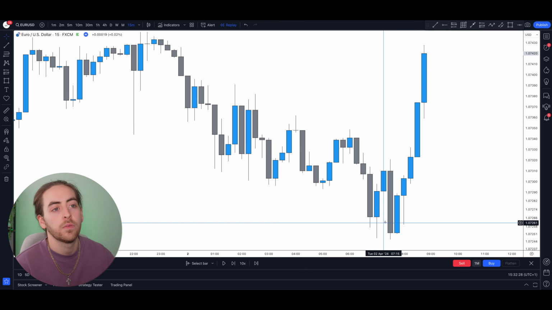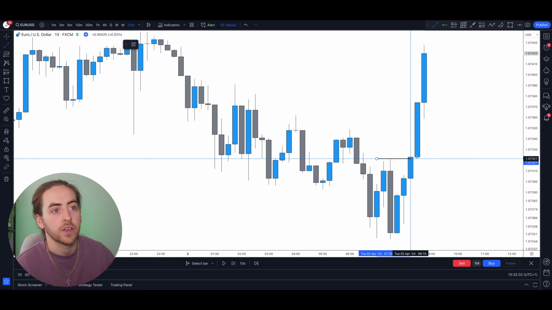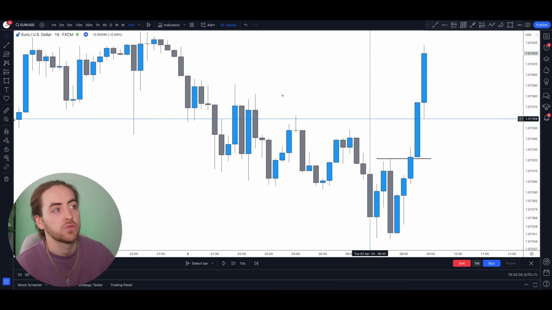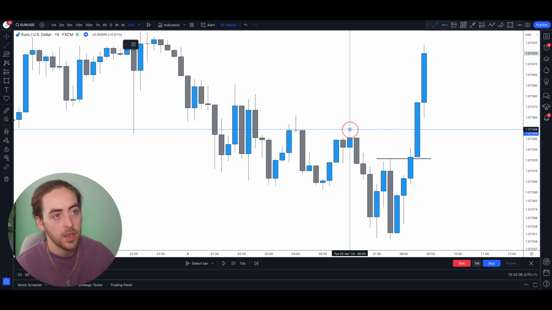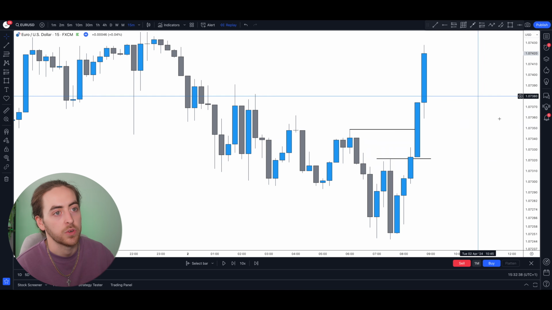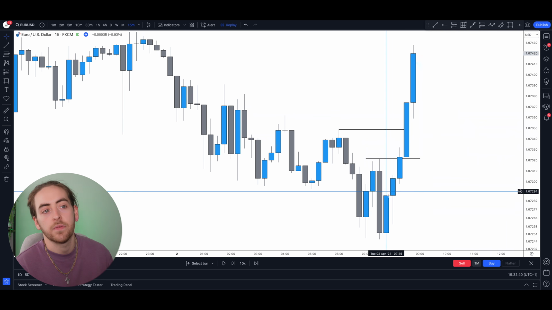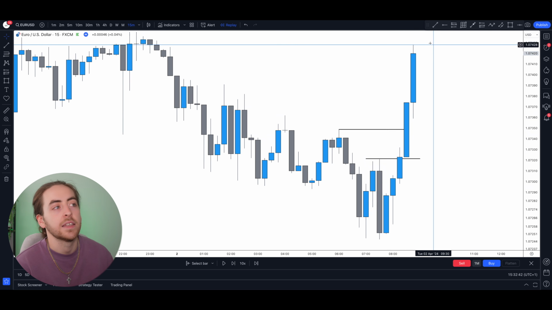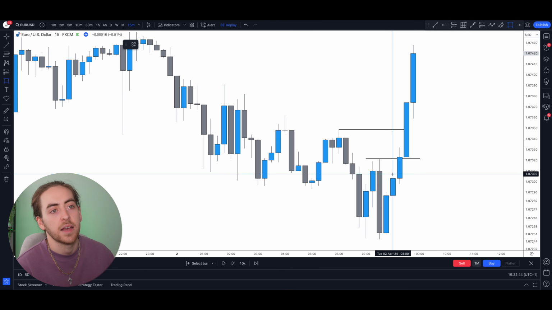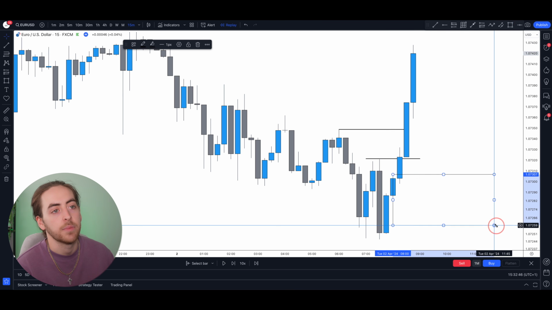We have, number one, an obvious area of buyer control. Number two, we have that structural consideration of breaks of structure, where we are seeing multiple of the bearish highs being broken by this bullish movement. And number three, we have that small phase of indecision that then led into this large move, which would act as our buying area or our demand zone.